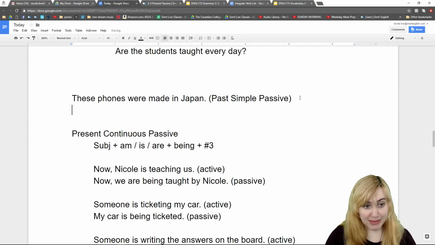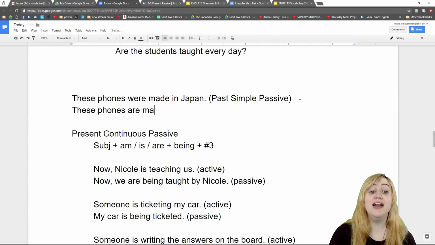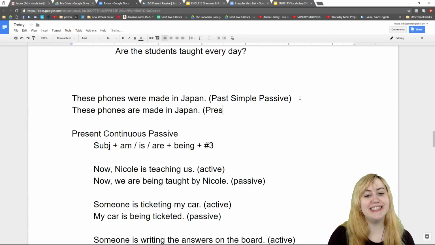For present simple passive, we're going to write this. These phones are made in Japan. Now it's present simple passive.